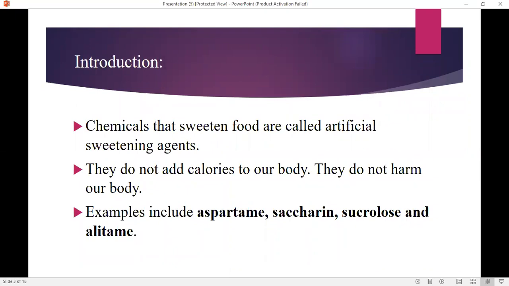Introduction. Artificial sweetening agents are basically those chemicals that sweeten food. They are usually harmless for our body. They do not add calories to our body. The examples of artificial sweeteners include aspartame, sucralose, saccharin, etc.